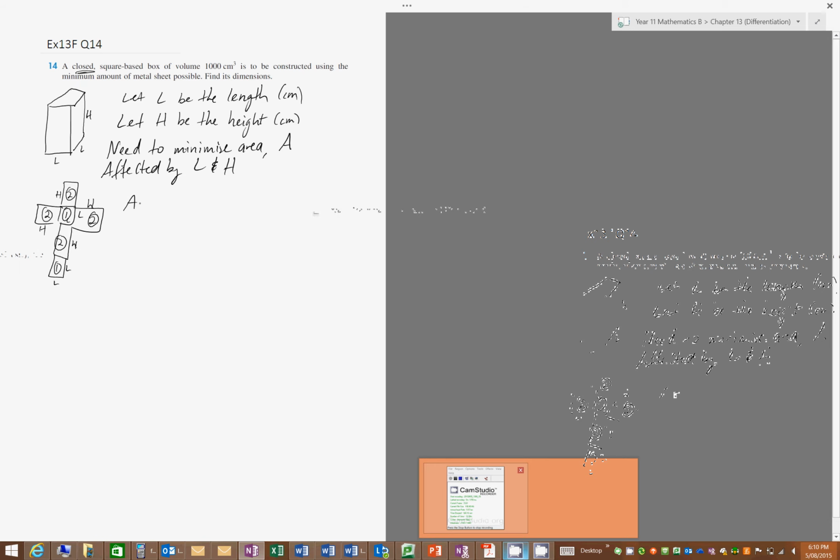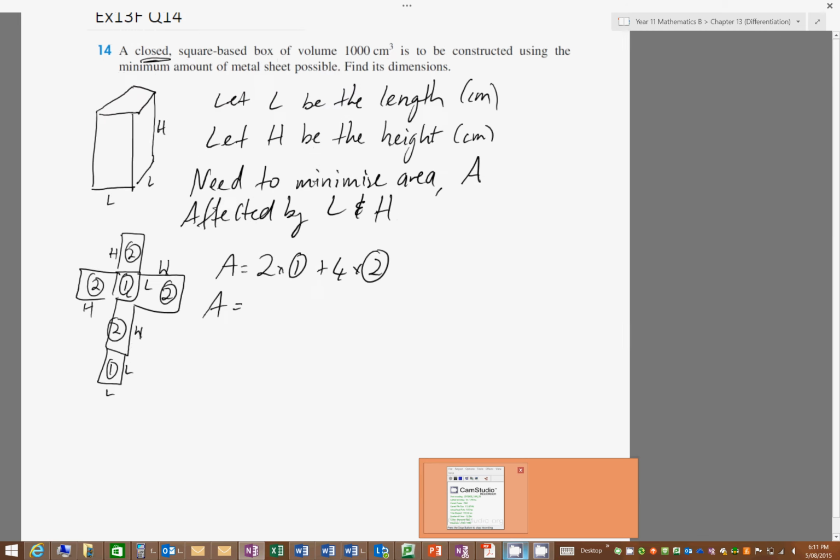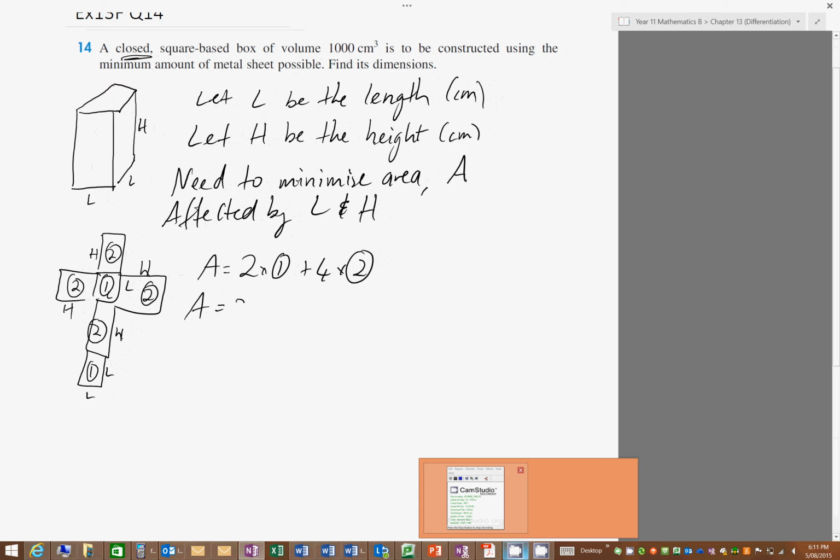So area will be 2 lots of 1 plus 4 lots of 2. One is the lid, which is L squared. 2 is a rectangle, which is LH. And H comes before L. Okay, so that's our formula for area. Okay, I want to minimize this, but I've got L and H.